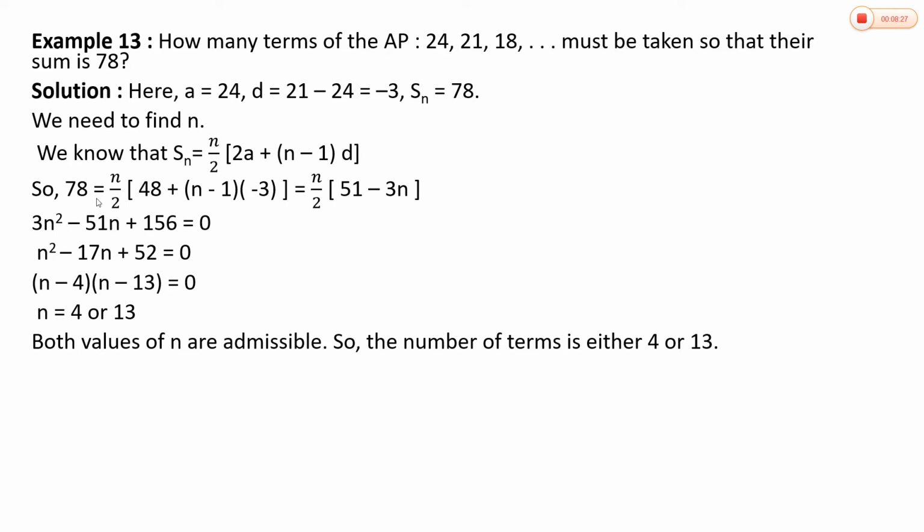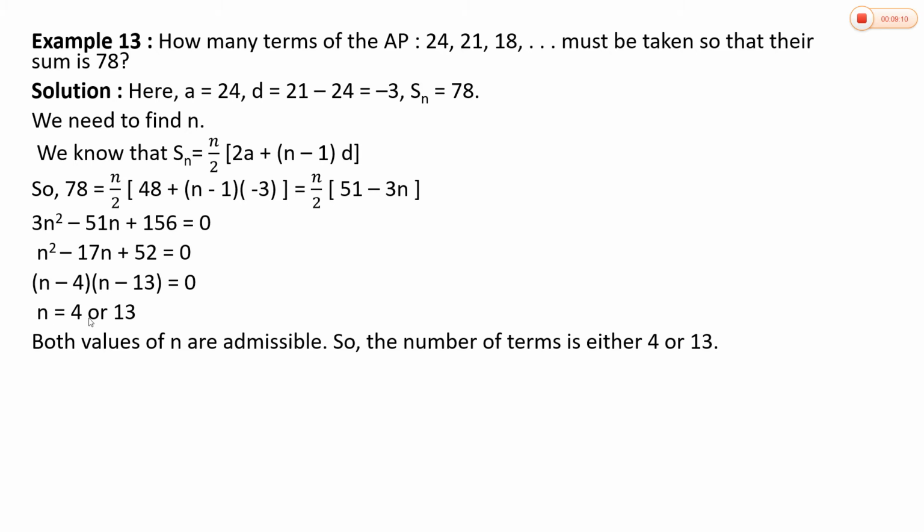Sn is 78 here. 78 is equal to n by 2, n as it is, into 2a. A is 24, 24 into 2, 48 plus n minus 1 into d, where d is minus 3. If you simplify this, n by 2 into 51 minus 3n, and multiply this, 3n square minus 51n plus 156 is equal to 0. Now you got a quadratic equation. You have to solve this by using the factorization method, and you will get the value of n as 4 or 13.